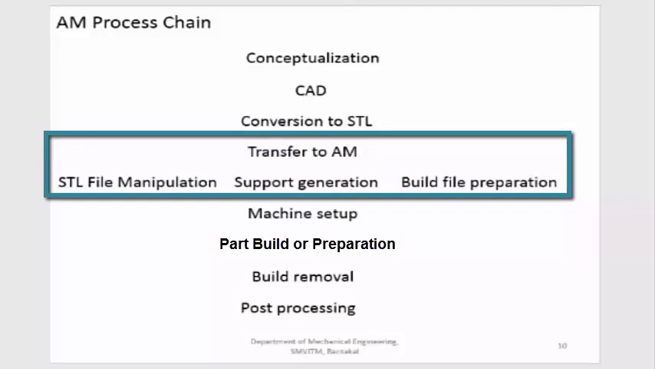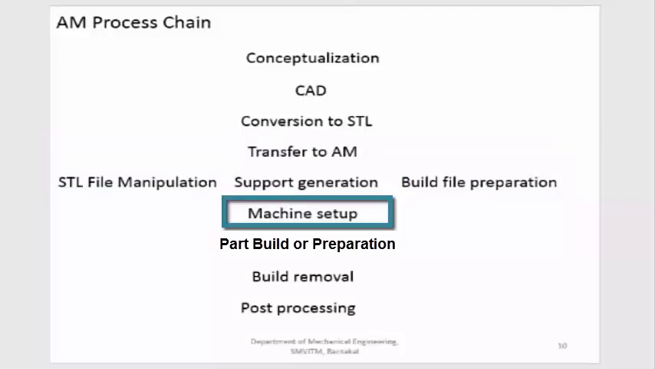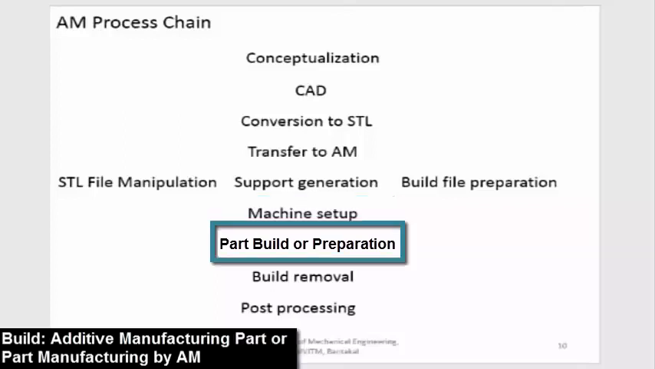The next step is, once you have the build file, then you have to go to the machine. You have to load the correct material into it. Then you have to set various parameters, whatever is required. You have to make sure that the plate is properly leveled and very clean. Then you have to load the program and you have to start the actual build. Build is nothing but the manufacturing.